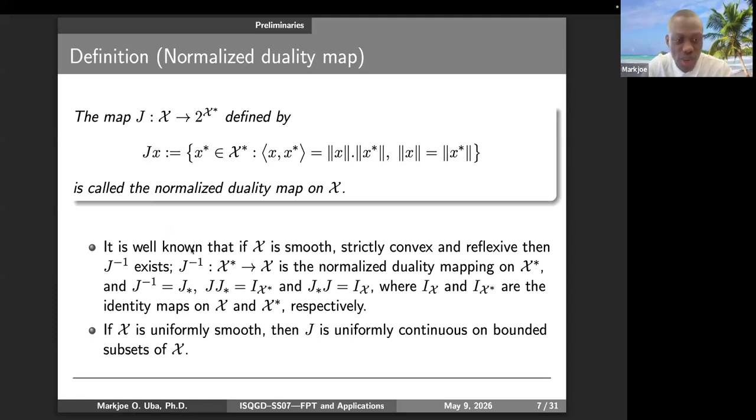The inverse of this duality map is defined on the dual space, the topological dual space of the original space. So in this work, we use J star. J star for us in this work is simply J inverse, but we don't want to be carrying the inverse along. We just want to use J star instead of J inverse. So when we see J star, it actually means J inverse. Also, one more thing: if X is uniformly smooth, J is also uniformly continuous on bounded sets.